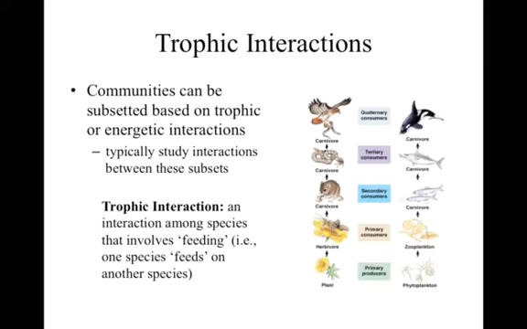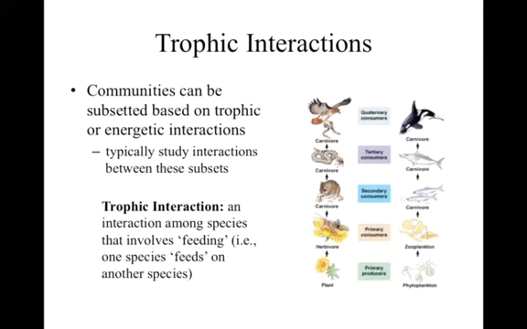And we've seen this before. Trophic interactions are any interaction that involves one species feeding on another species. And so we have all of those different levels where we start with primary producers, then primary consumers, secondary consumers, tertiary consumers, and quaternary consumers.